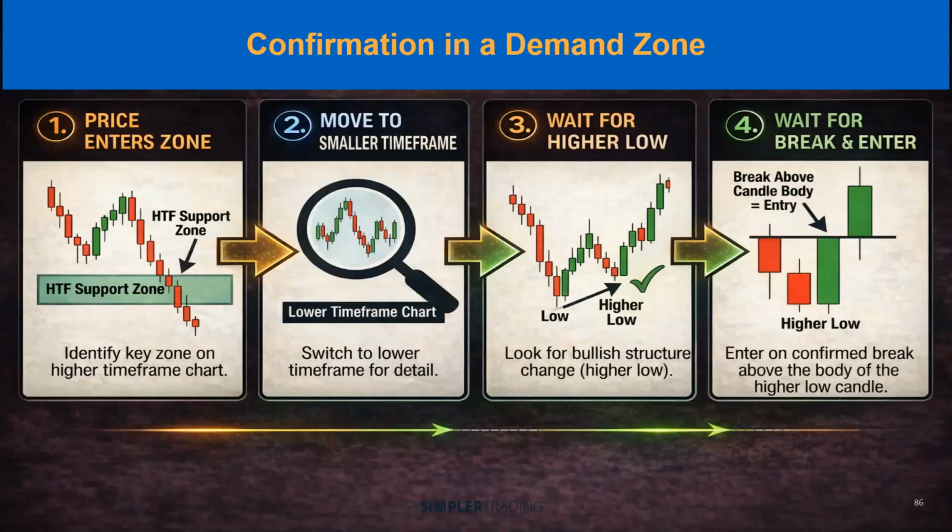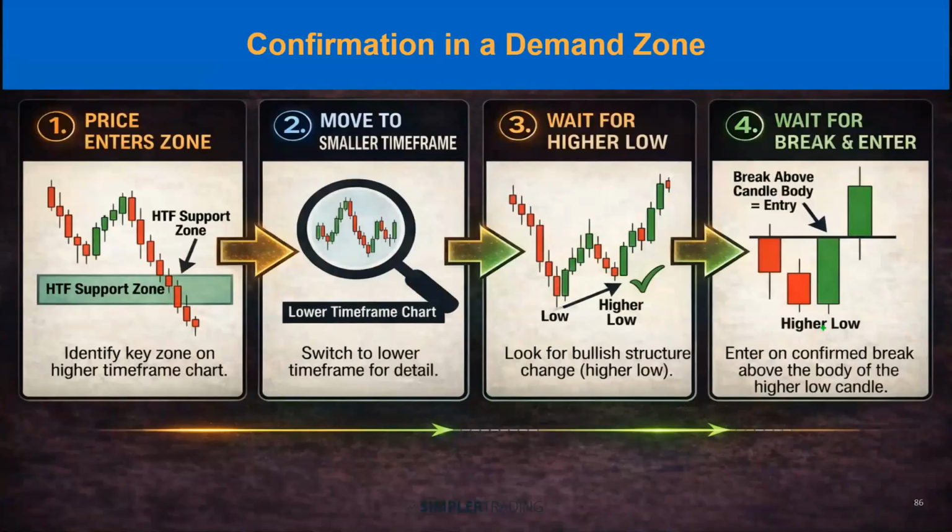All right. So the confirmation process in a demand zone, again, number one, price enters a zone. Number two, you move to a smaller time frame. Number three, I wait for a higher low. Number four, a break above the body of the higher low candle equals entry if the risk is less than the reward. And I consider the reward at my first target. The risk is a lower low once I've entered.